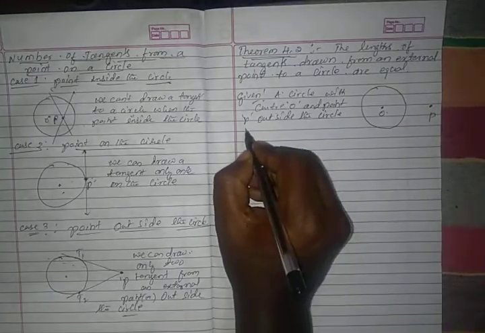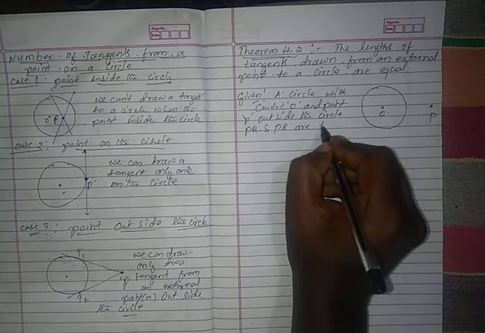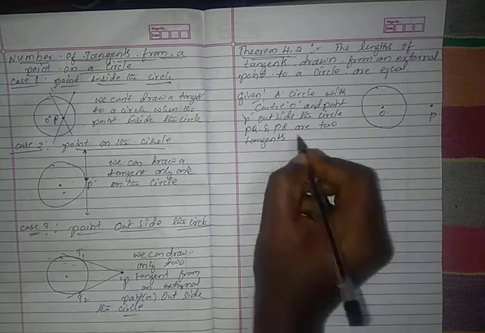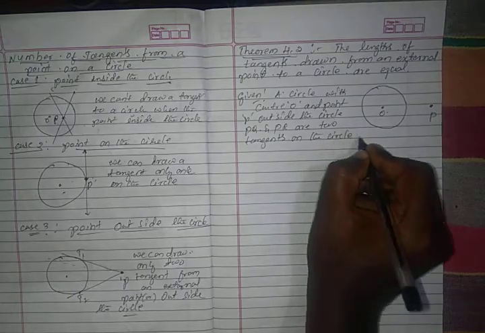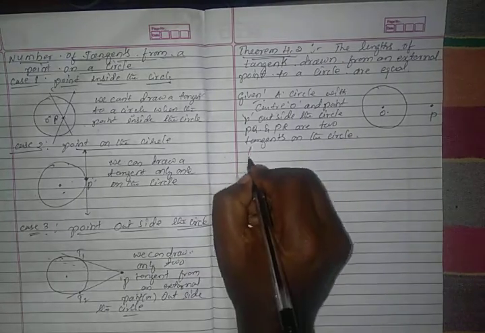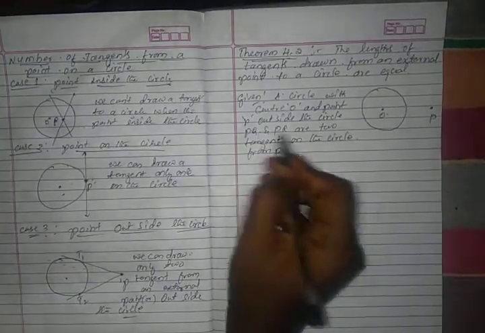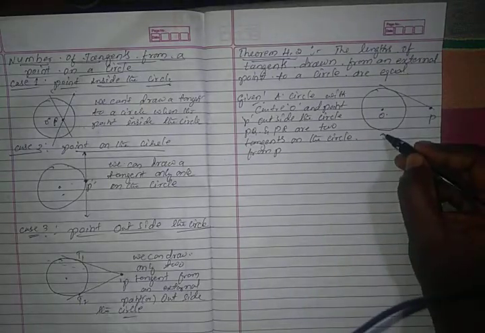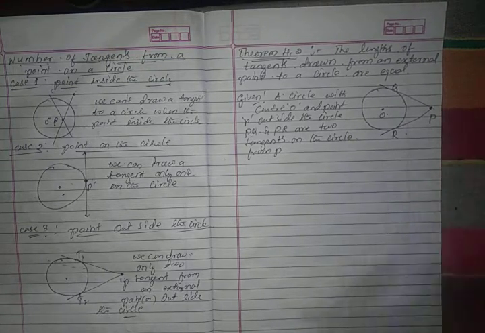PQ and PR are two tangents on the circle from P. So this is the given. Let us draw the tangents PQ and PR. This is PQ. This is PR. PQ and PR are the two tangents. We have to prove that these two tangents are equal.